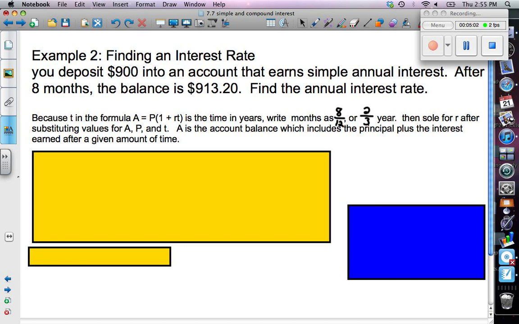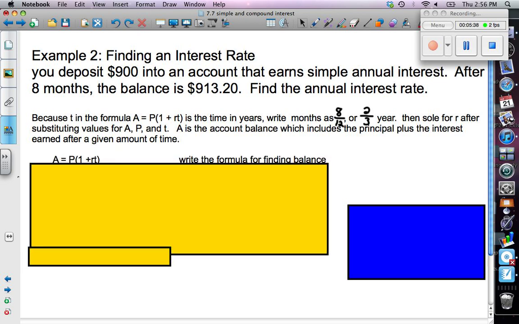So the first thing we have to know is T in the formula A. So here's a new formula, make sure you write this down. A equals P times 1 plus RT, where T is the time in years. We have it in months, 8 months, so we have to write that as 8 over 12, or we can simplify it to 2/3 of a year. Then, for R, after substituting values A, P, and T, our account balance includes the principal plus the interest.